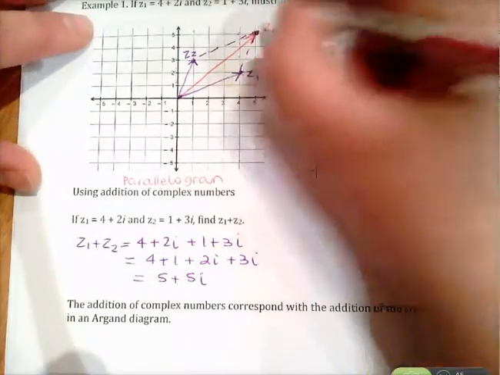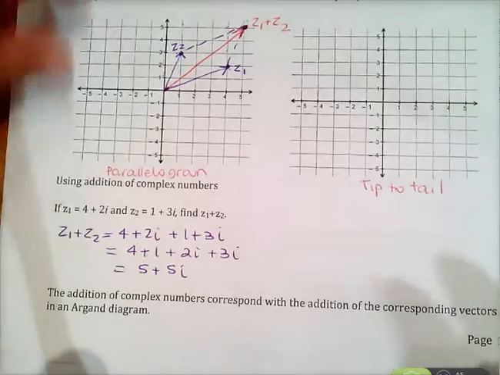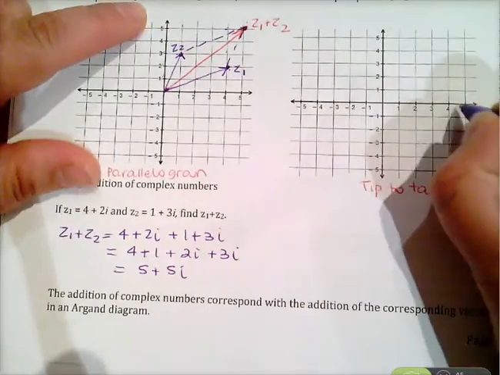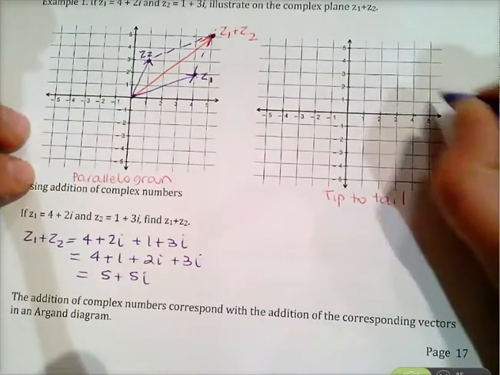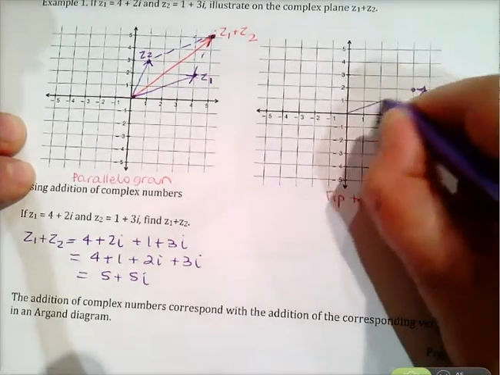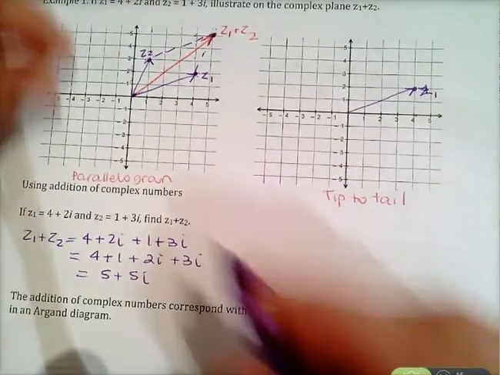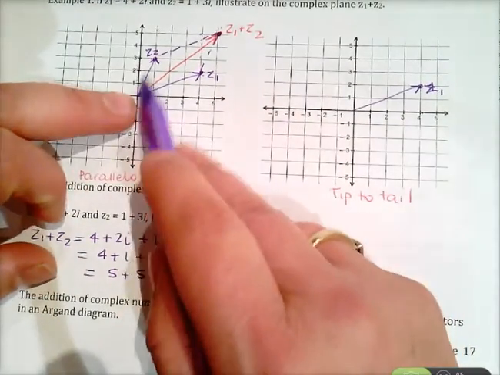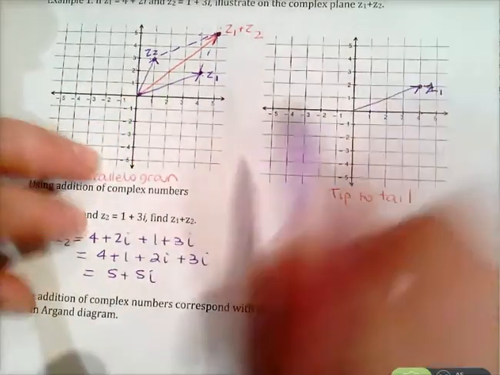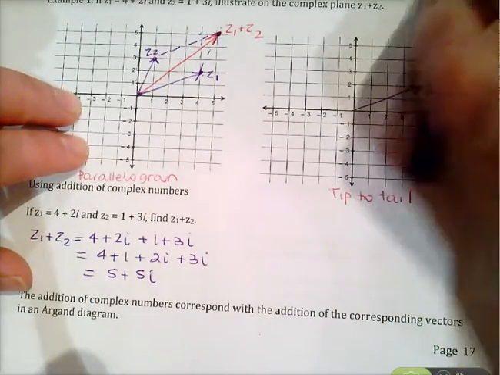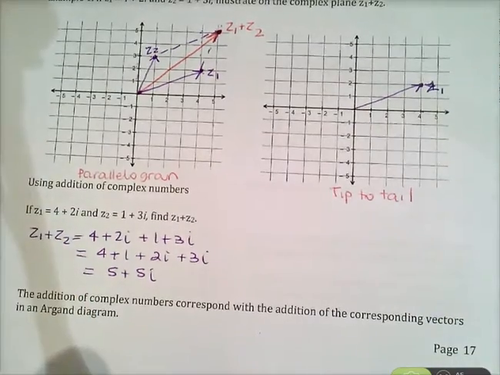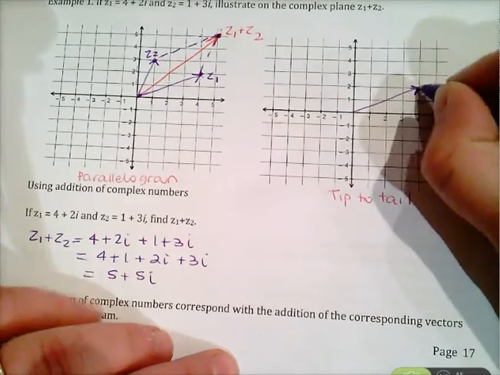Okay, so now let's look at the tip to tail method. So I'm going to draw the first vector first, which is z1, which is 4 plus 2i. So I'll call this z1. Now, instead of drawing this second one, 1 plus 3i, from the origin, I'm going to draw that same thing here at the tail. So I've got tip to tail. So the tip of the first one goes to the tail of the second one.